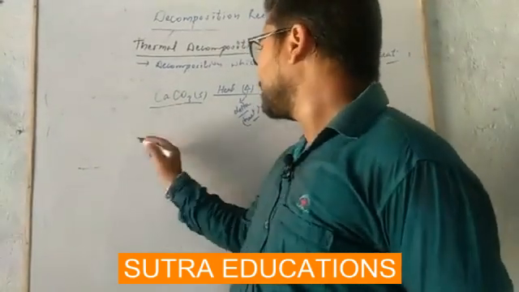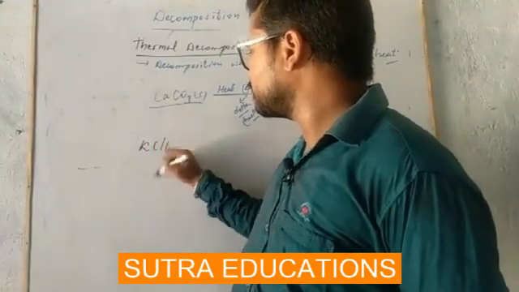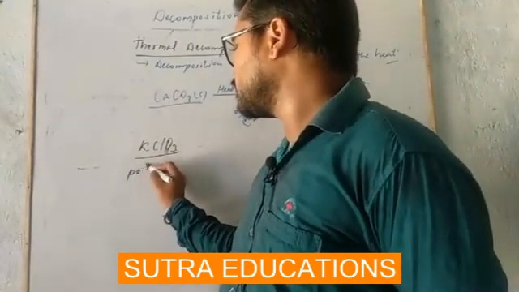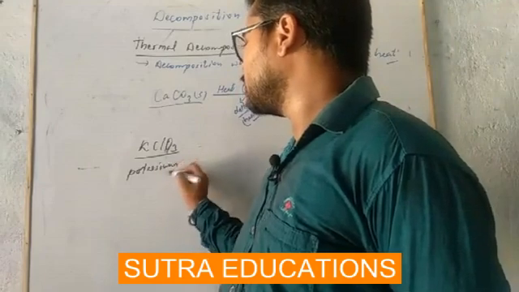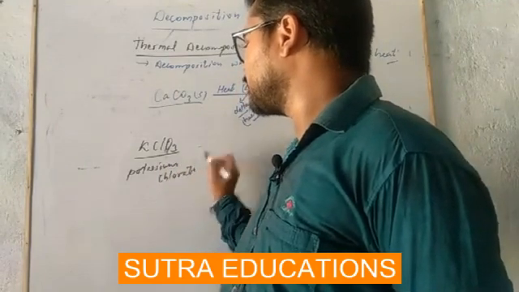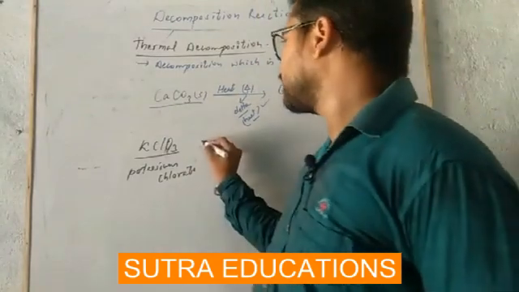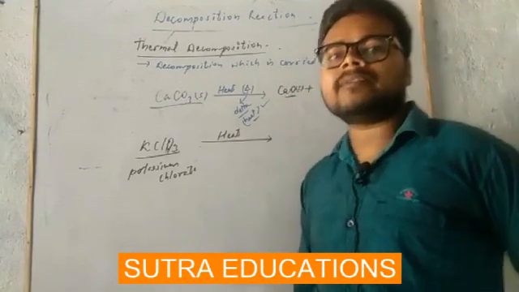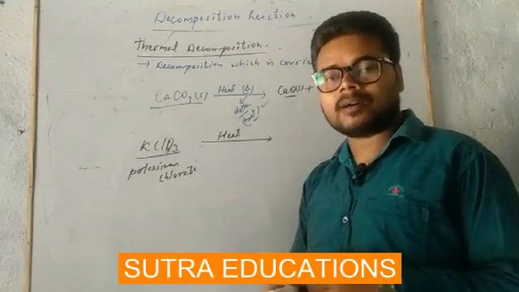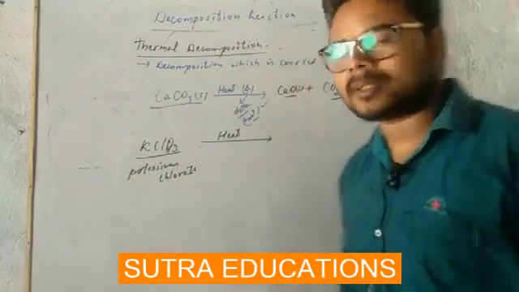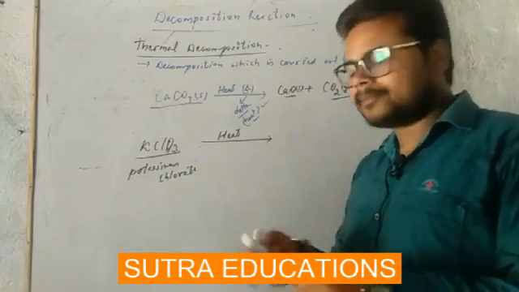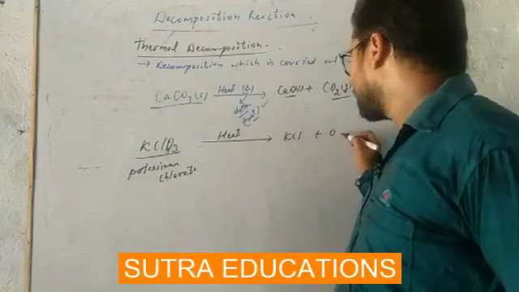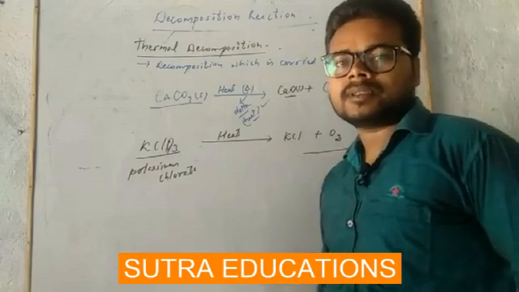Come to next example. It is KClO3. It is known as potassium chlorate. Okay, KClO3, when you will heat KClO3, then it will be decomposed, it will be broken into two simpler substances. Okay, one is KCl, plus O2. Getting it?